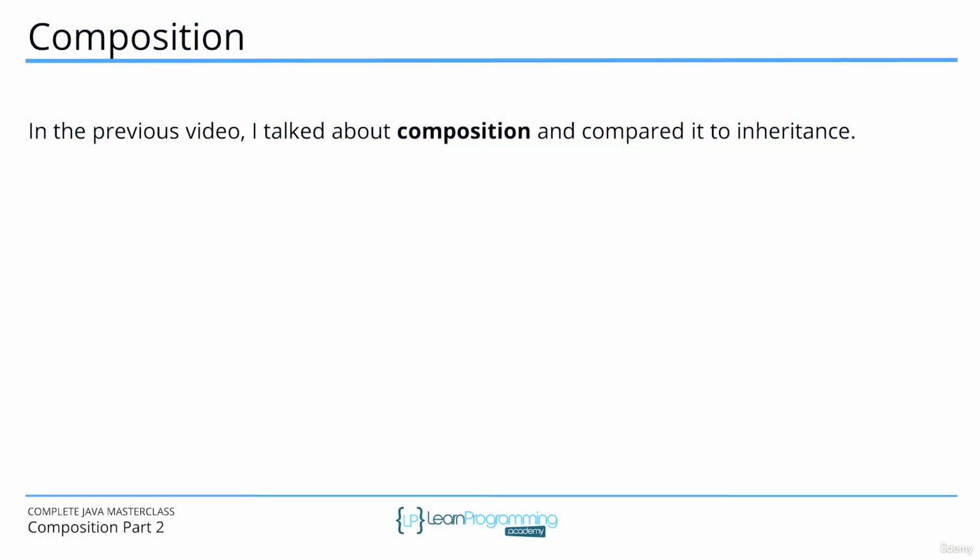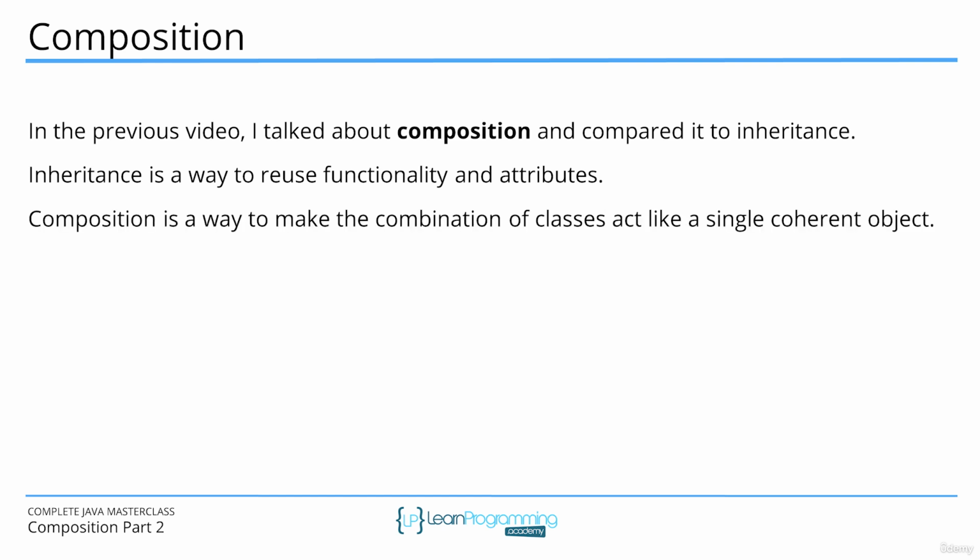In the previous video, I talked about composition and compared it to inheritance. I've said that inheritance is a way to reuse functionality and attributes. In contrast, composition is a way to make the combination of classes act like a single coherent object. In that last video, I stopped right after I created the classes for the parts, but I hadn't yet put all the parts together. In this video, I need to assemble the personal computer.